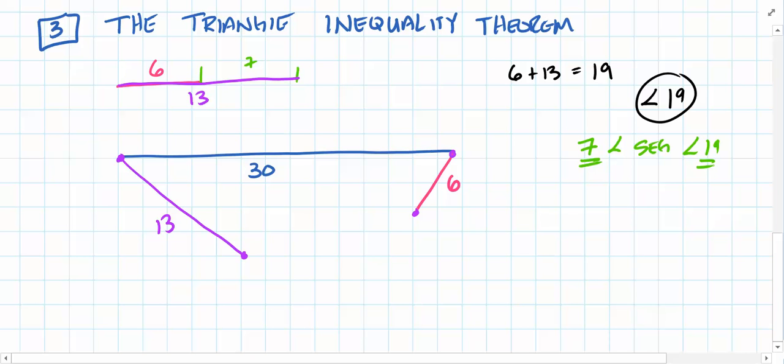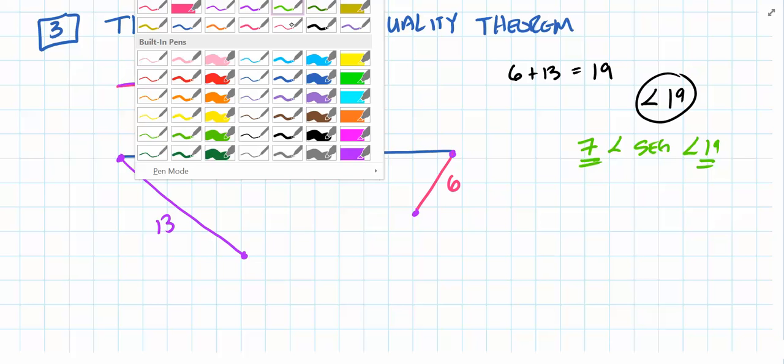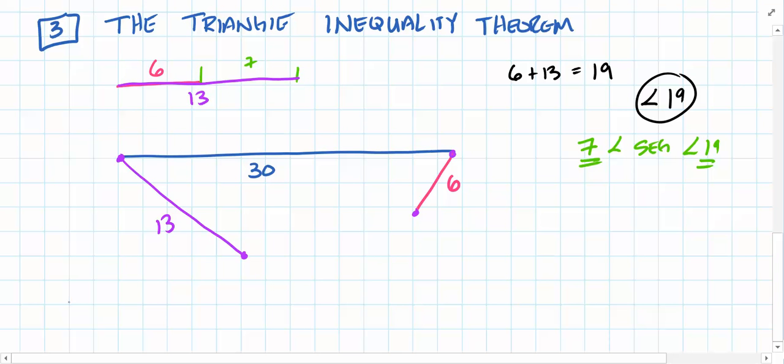It's saying that the sum of any 2 sides of a triangle needs to be greater than the third. The sum of any 2 sides of a triangle needs to be greater than the third. Okay? So how do we use this? Because obviously 30 was too big in this case, right? So how do we use this? Let's talk about some examples.